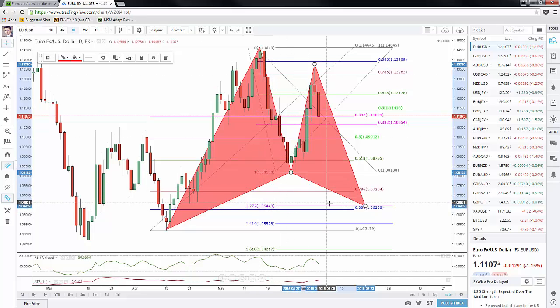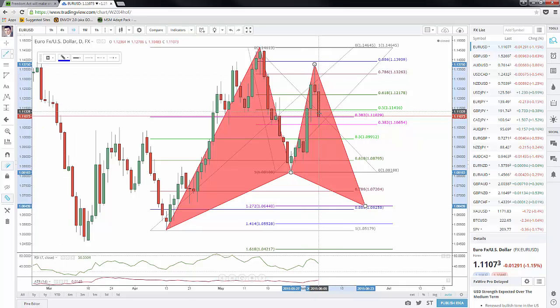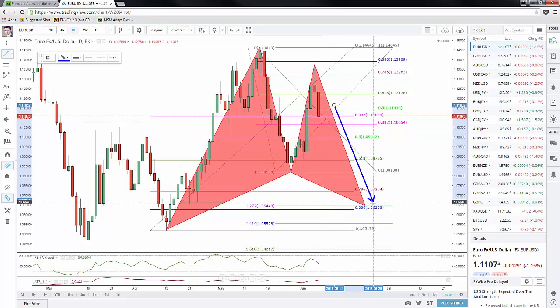So we've got a 127 extension here, which comes in at 106.44. That's where we want to see the market go. So if I grab my arrow tool here, right now we're trading around 111.02. What we would need to see is the market decline down into the 127 extension, in which case we would be looking to be a buyer. We'll see if the market goes the other direction.